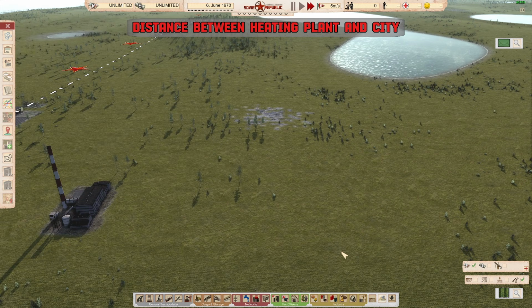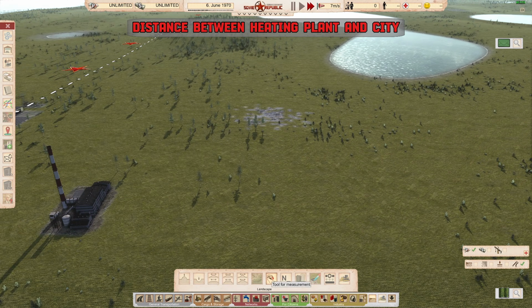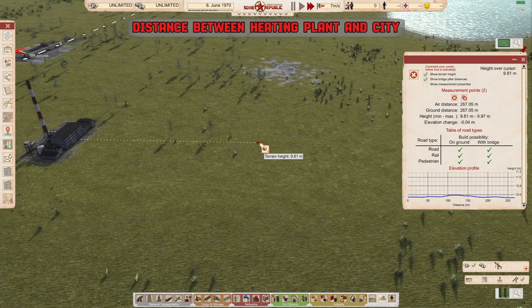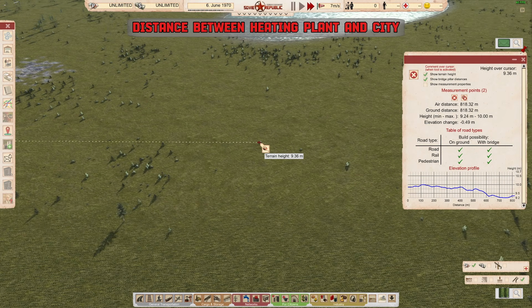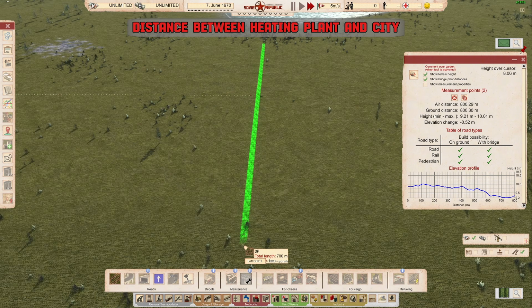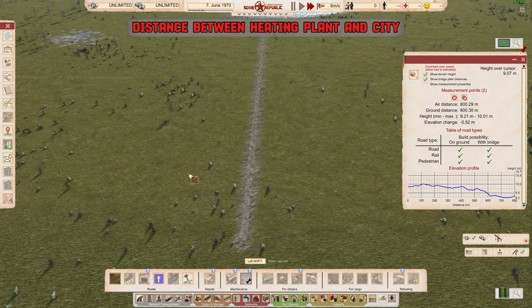Now we take our trusty measurement tool and measure from the exit 700 or 800 meters. For safety, I'll go 800 meters, so it will be somewhere around here. Then I'll mark the location with a mud road. Just like this.